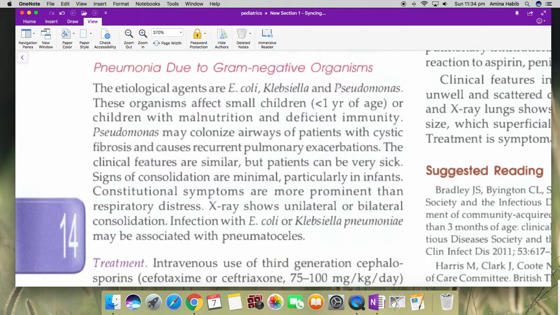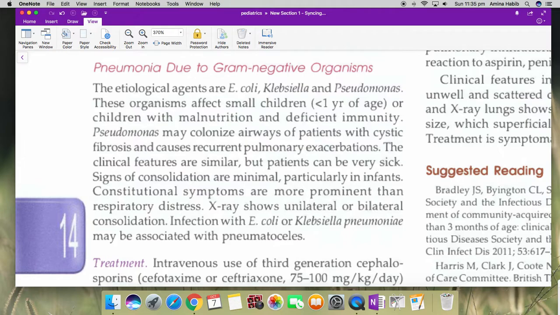Now, pneumonia due to gram-negative organisms. What are the main three prime ones? E. coli, Klebsiella, and Pseudomonas. They affect small children less than 2 months of age, meaning all the weak ones, very small age, or malnutrition, low birth weight, low immunity, etc. Pseudomonas may colonize the airways of patients with cystic fibrosis and may cause recurrent exacerbations.